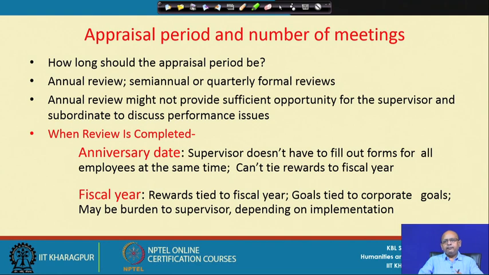Okay. Now, many companies have this kind of practice where an employee joins first. So, they are put on probation for a three-month period where their performance is measured, but once he gets confirmed, it is going to be an annual performance review.